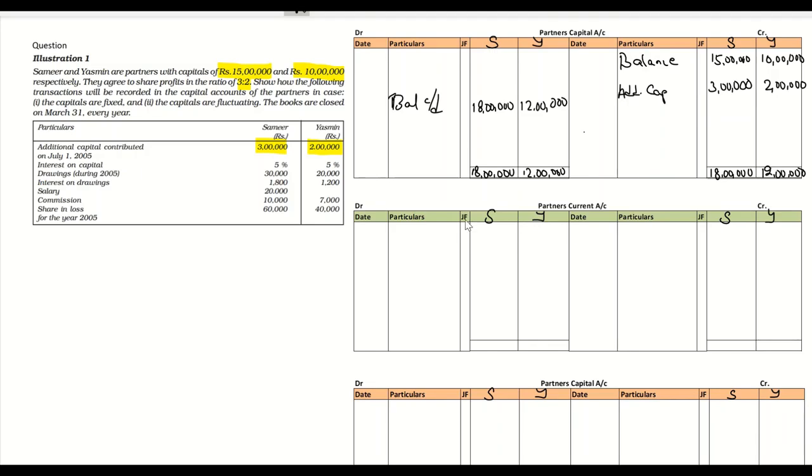Now, the rest of the things will go in partner's current account. First thing is interest on capital. Interest on capital will increase the partner's capital account, so it has to go on the credit side. Interest on capital has to be calculated at 5%. So let's do a working note here. Working note. Interest on capital.